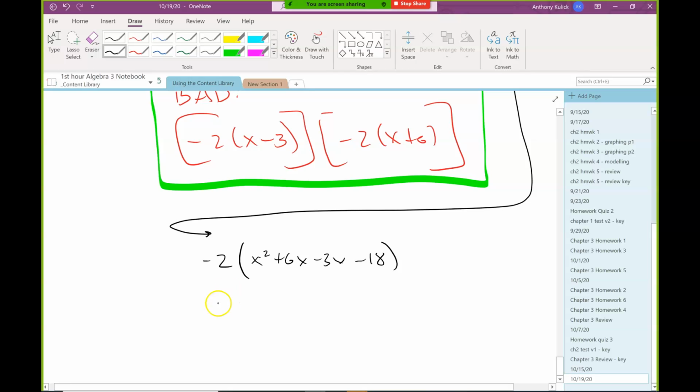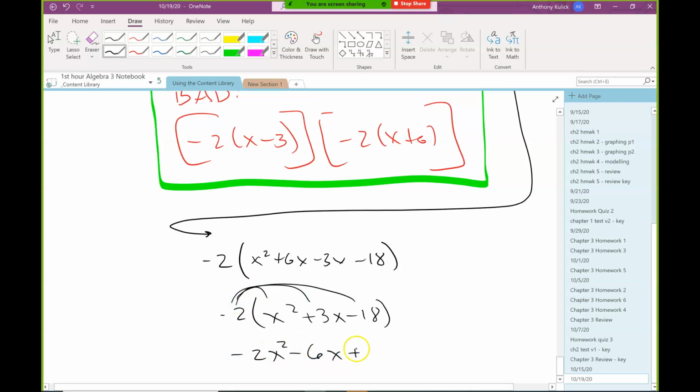I'll combine my like terms. So 6x minus 3x is just 3x. And then I will finish by just distributing that -2 through my parenthesis.